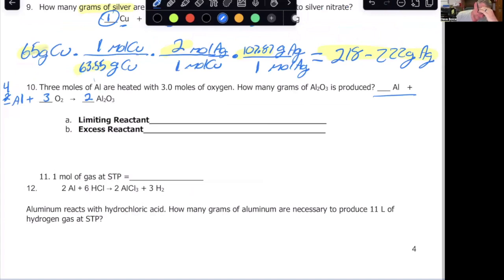So to figure out the limiting and the excess, notice I've got 3 of each. So not really much of an A and B on this one. I got 2 A's and 1 B now. And so I'm going to look at both of them. 3 moles of aluminum and 3 moles of oxygen. Okay, and I want Al2O3. This is my B, right?